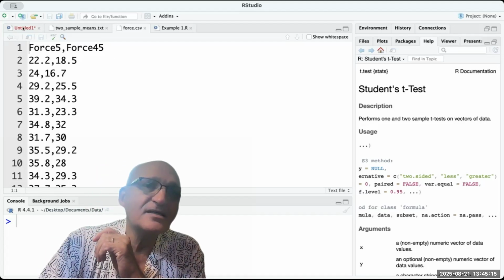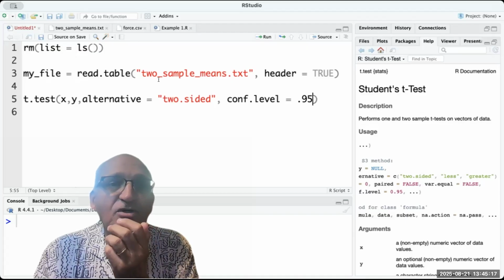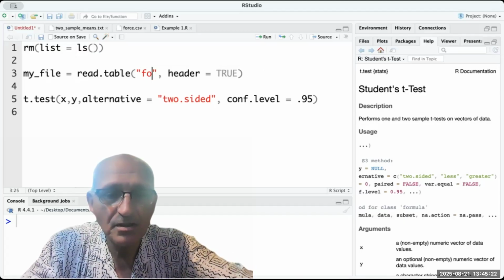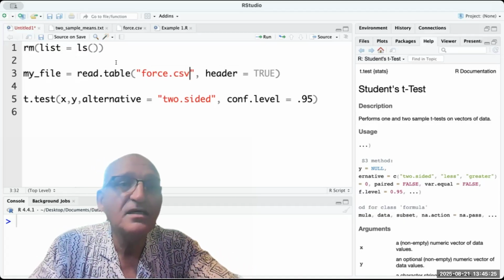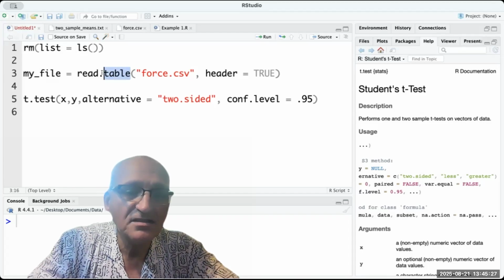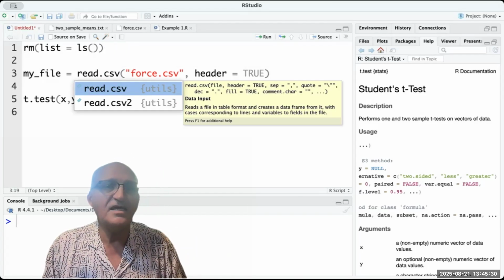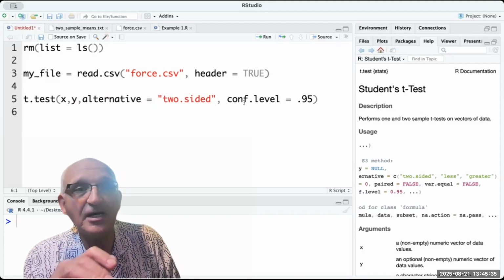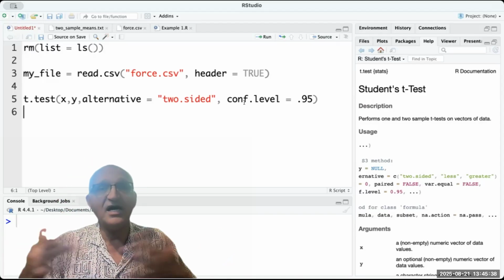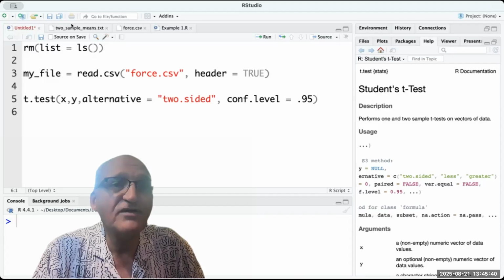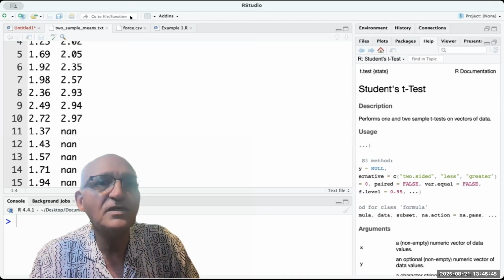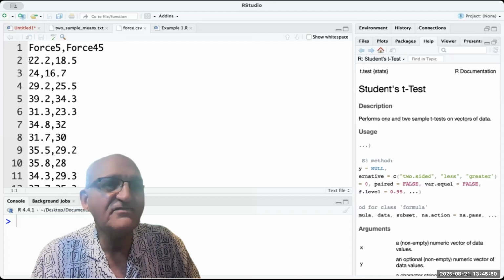So if I go back, now I'm going to change the name of the file. It's force.csv. And here I'm going to write read.csv, and header is true. Now I'm going to run this test to see if the force at 5 is higher than at 45. This is the 45, this is the 5. No, wait. Okay, this is the 5, this is the 45.